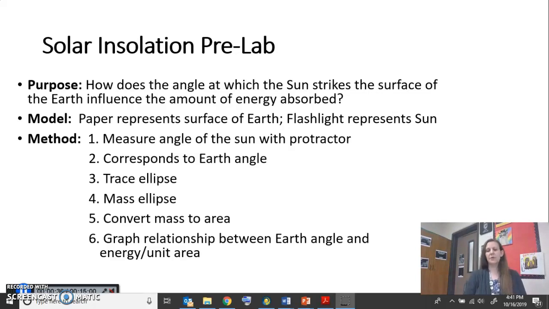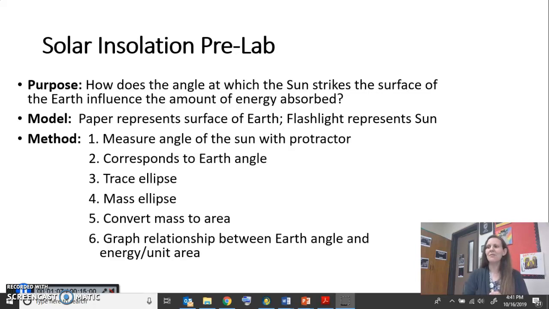Your methods for this will be including protractors. You're going to be using protractors to measure the angle of the sun. You are going to be looking at correspondence with the Earth's angle. You are going to be drawing ellipses. You are going to be using conversion factors, so a little bit of math. And you are going to be using graphing relationships in order to represent your conclusions with a linear regression technique.